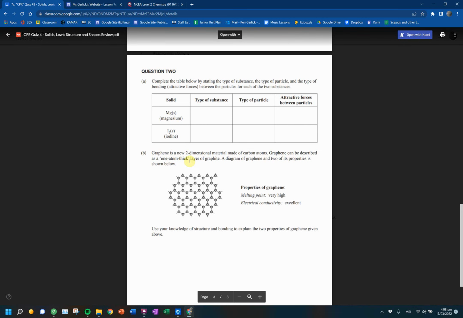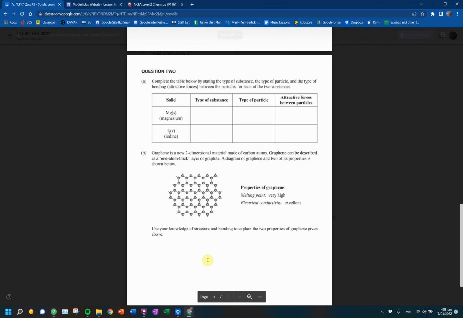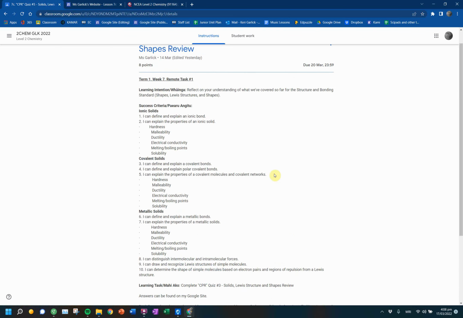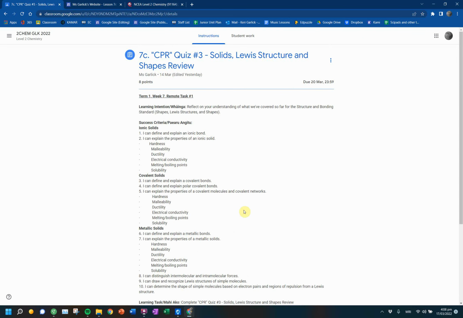And then they love to ask questions on graphene or graphite, and that's because it does have the electrical conductivity point to it. So that's something they love to ask because it is quite unusual that it does have that. All right, cool. I hope that helps. So yeah, that is, like I said, just a revision on everything that we have covered so far.